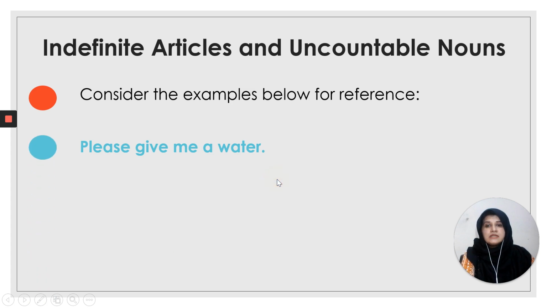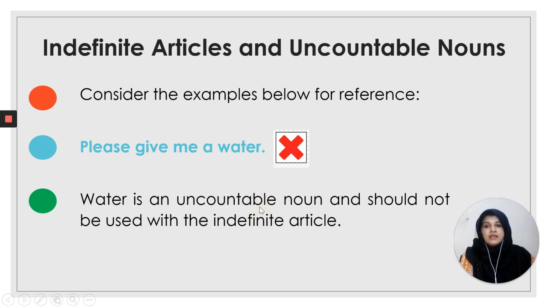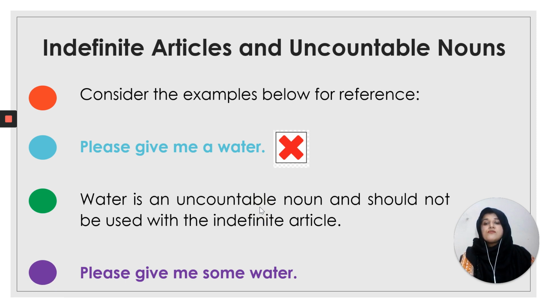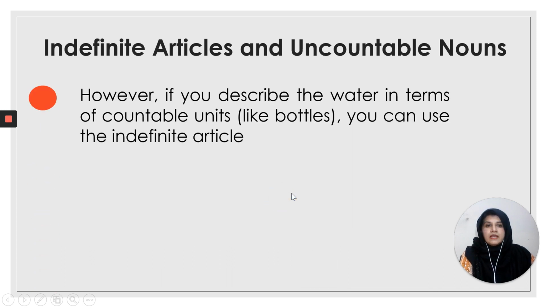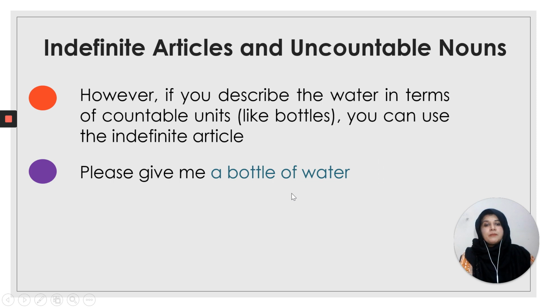Consider the following examples. Please give me a water. Is this sentence correct? No, this sentence is incorrect. Why? We already decided that with an uncountable noun, we are not going to make use of indefinite articles, right? That's why it's incorrect. However, the same sentence can be correct if we make use of some. Such kind of expression can be used with uncountable nouns, right?